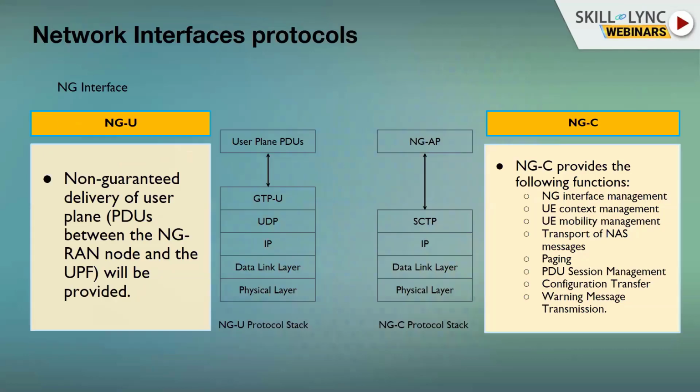The NG user interface or NG-U is defined between the NG-RAN nodes and the UPF. The transport network layer is built on IP transport and GTP-U is used on top of UDP/IP. Those are the NG-U protocol stack. The NG-U provides non-guaranteed delivery of user plane PDUs between the NG-RAN and the UPF.